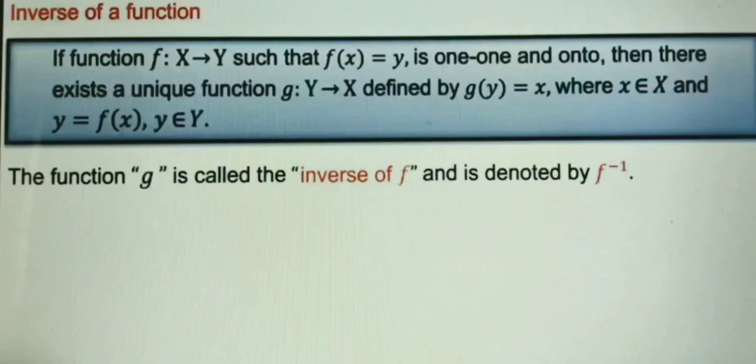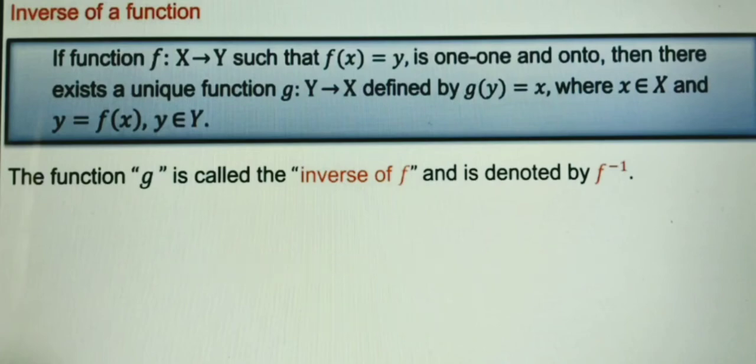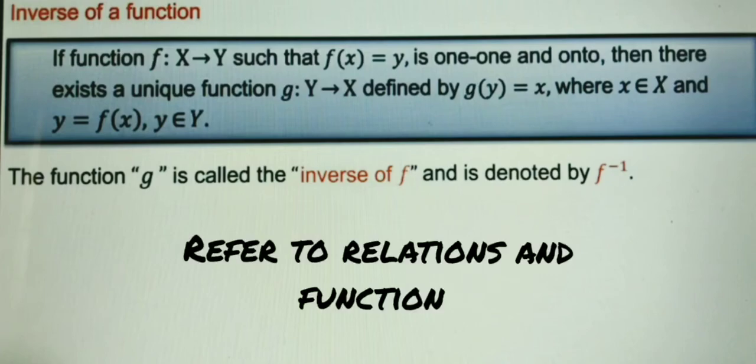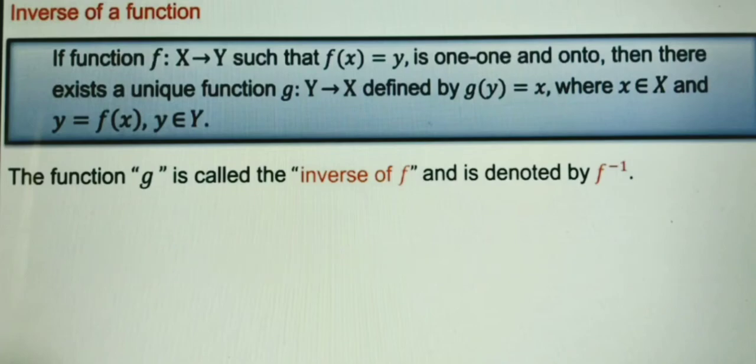So here you have the definition of inverse of a function. If a function f from set X to Y such that f(x) = y is 1-1 and onto function. See, the function has to be 1-1 and onto. This is the most important part of the definition. If it is not 1-1 and onto, the inverse will not exist. Then there exists a unique function g from set Y to X defined by g(y) = x, where x belongs to set X and y = f(x), where y belongs to set Y. And g is called the inverse of f, which is denoted by f to the power minus 1.